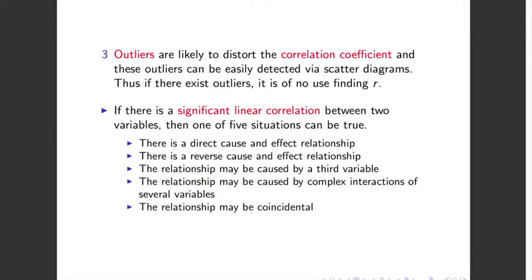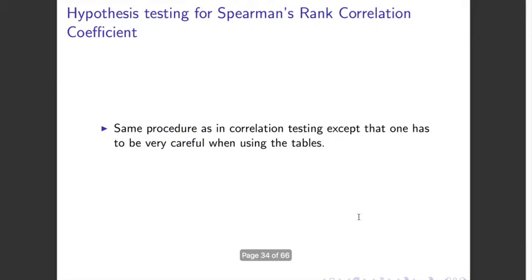If there's a significant linear correlation between two variables, then one of five situations can be true. There's a direct cause and effect relationship, or there's a reverse cause and effect relationship. The relationship may be caused by a third variable. The relationship may be caused by a complex interaction of several variables, or the relationship just could be coincidental.